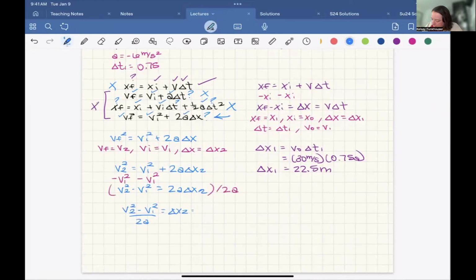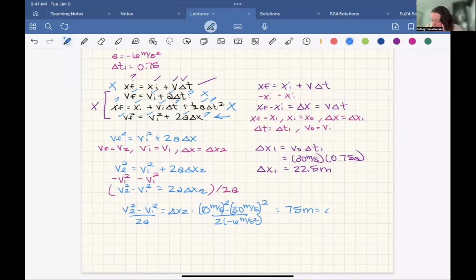Okay, let's plug this in. So velocity 2 is 0, minus 30 meters per second is the initial velocity. Oh, each of these is squared. And then 2 times negative 6 meters per second squared. So this gives us a displacement of 75 meters.